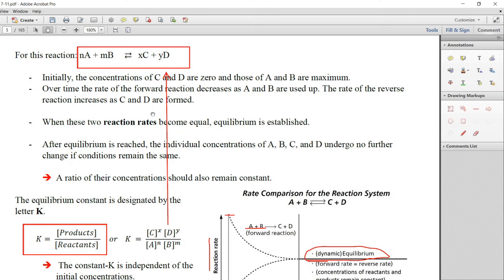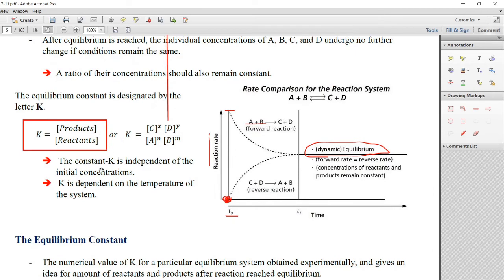All right. Now, K is independent of the initial concentration. What does that mean? It means that if you start with a high concentration of reactants or a low concentration of reactants, the value of K will still be the same. Even if you change concentration after equilibrium and it reaches a new equilibrium, K will still remain constant. The only thing that can change K, which is the equilibrium constant, is temperature.